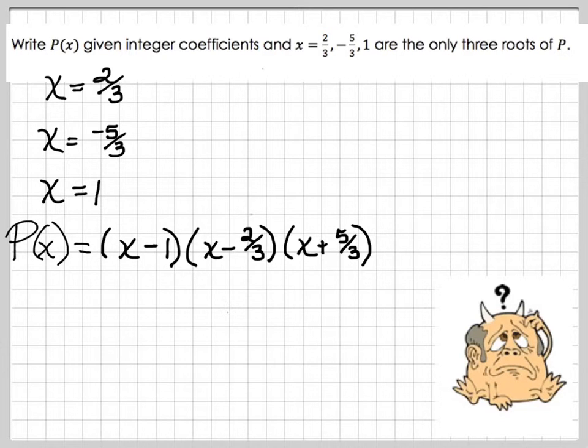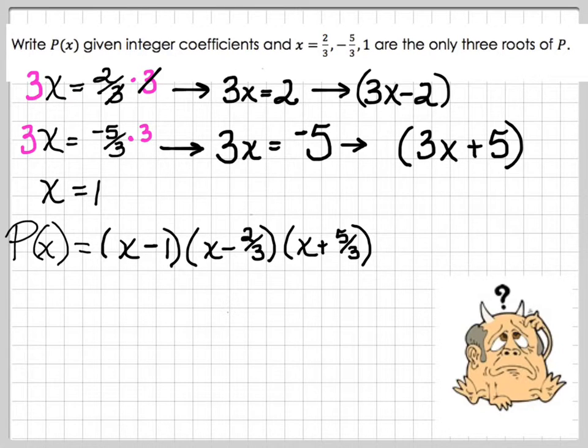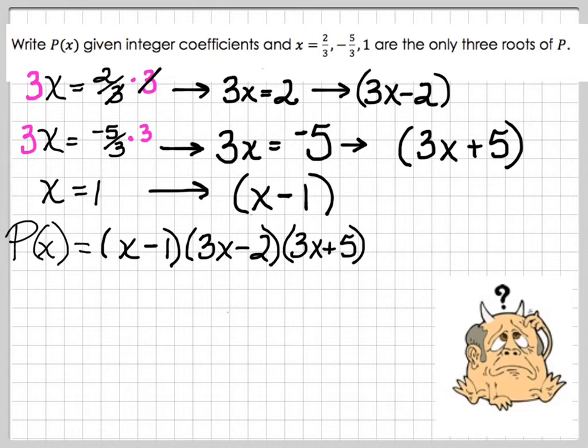Let's start over from the beginning. If you start with x equals 2/3, and instead of subtracting 2/3 from both sides, you multiply both sides by 3 and basically get rid of the fraction, then you have 3x equals 2, which means that 3x minus 2 is a factor. Same for the next one, and 3x plus 5 is a factor. And the next one is just x minus 1, so that doesn't change. So we can swap out the bottom two and you'll get an equivalent answer. You just won't have all those fractions to deal with.